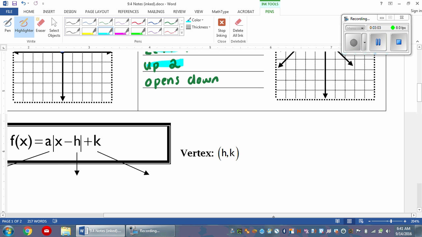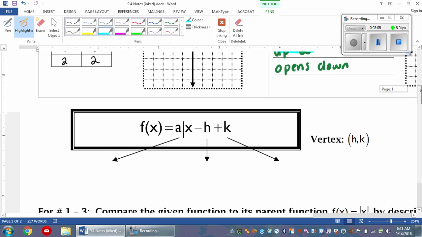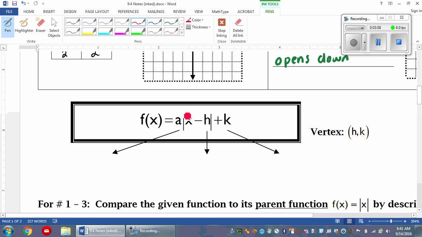Alright, so here's the general equation of an absolute value function. Again, all absolute value equations will have these absolute value bars. That is how you'll know the shape of the graph is a V. This a right here, if a is 1, it's going to open up, and if a is negative 1, it's going to open down.